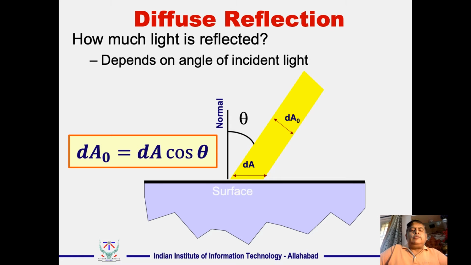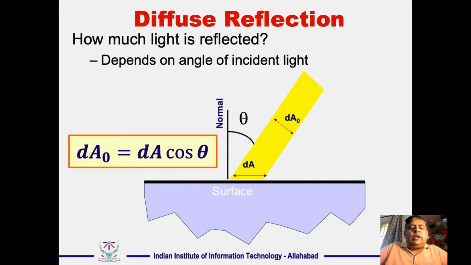So if we write the equation, the intensity which was over a smaller area dA naught is spread over a larger area which is dA, and the equation relating dA naught with dA is dA naught equal to dA cos theta.